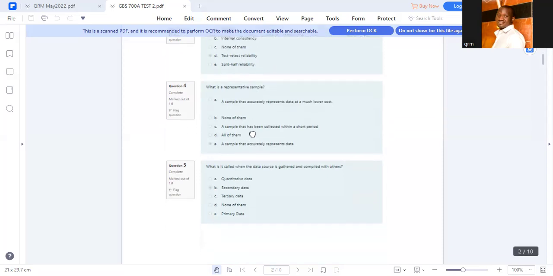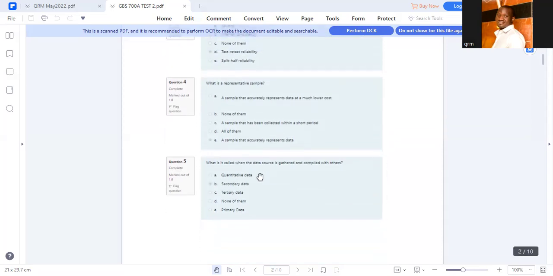So question number 4, a sample is representative. What is a representative sample? A sample that accurately measures data at a lower cost; none of them; a sample that has been collected within a short period; all of them; a sample that accurately represents data. What is it called when the data source is gathered and compiled with others? Quantitative, secondary, tertiary, none of them, primary data. Okay. Who wants to attempt and explain why their answer is correct?